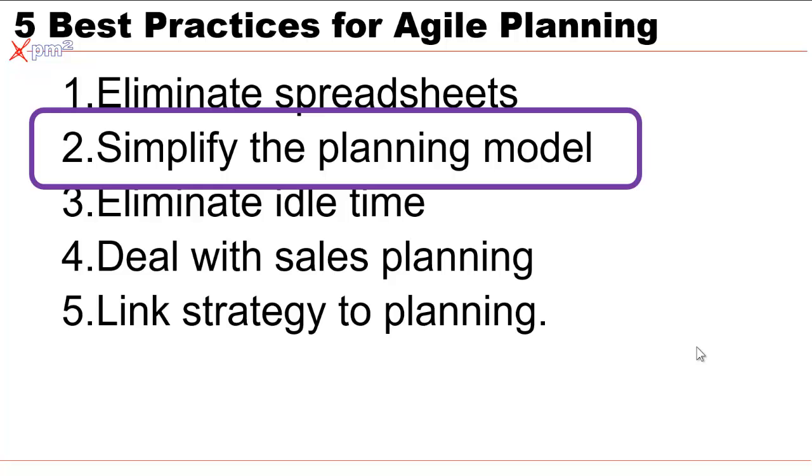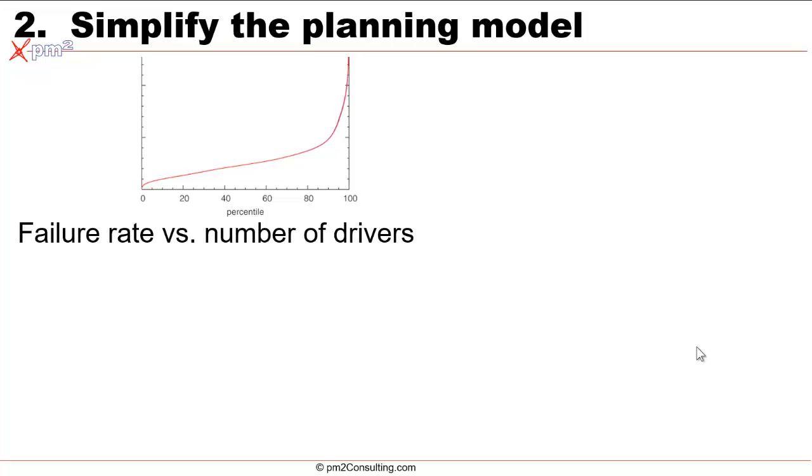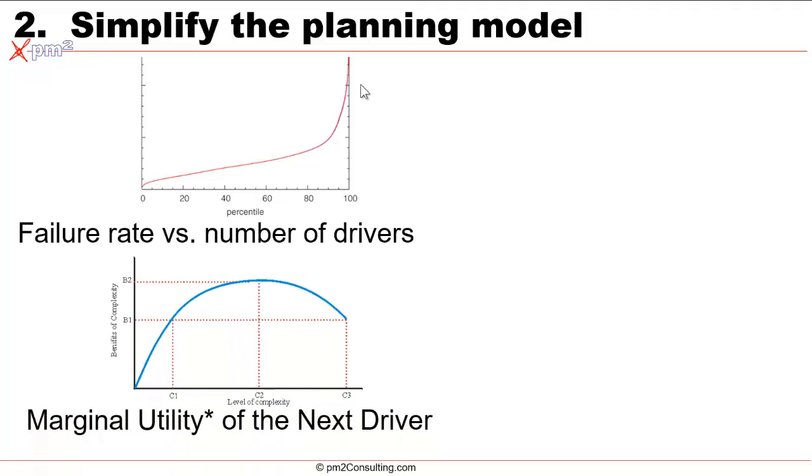Thing 2, let's simplify the planning model. Here's what we know. Our research indicates that based on the number of drivers, the more drivers you add, the higher the error rate is of your plan, the failure rate. And if we take a look at the marginal utility of adding the next driver, the first couple of drivers is a significant improvement.